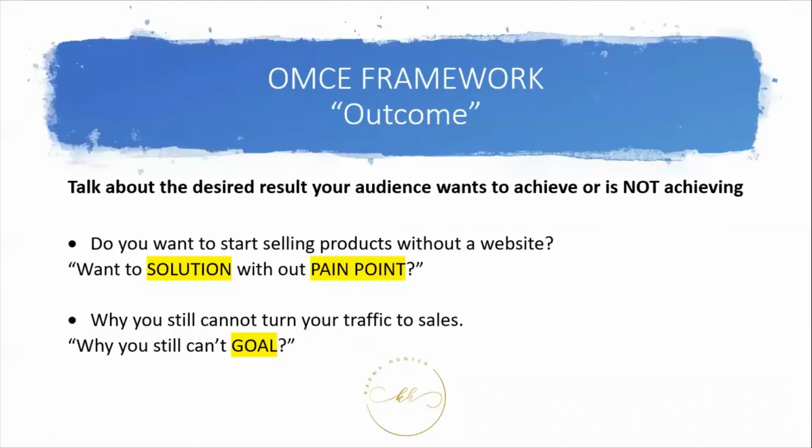So let's look at the outcome portion of our OMCE framework. Here is where we talk about the desired result our audience wants to achieve, or the desired result that they're not achieving. So we can say, do you want to start selling products without a website? Do you want a solution without the pain point? Or why you still cannot turn your traffic to sales?